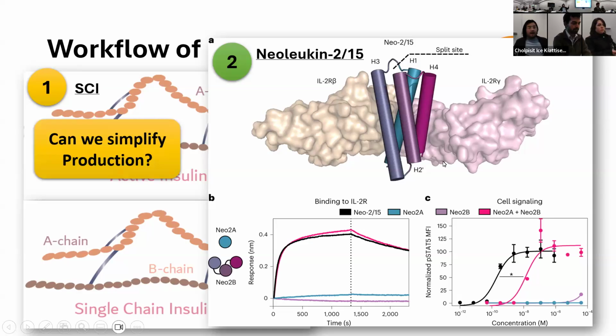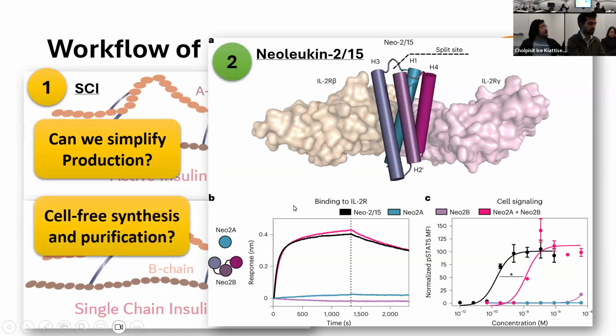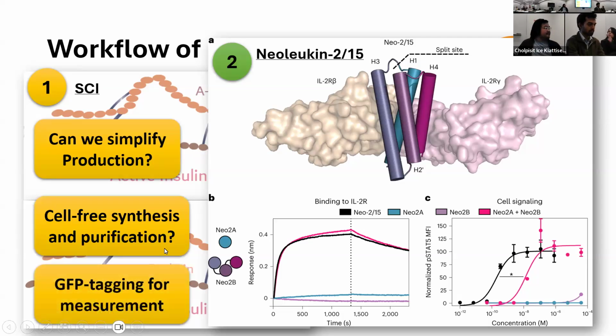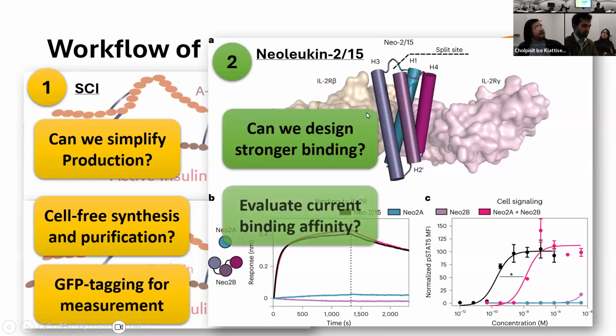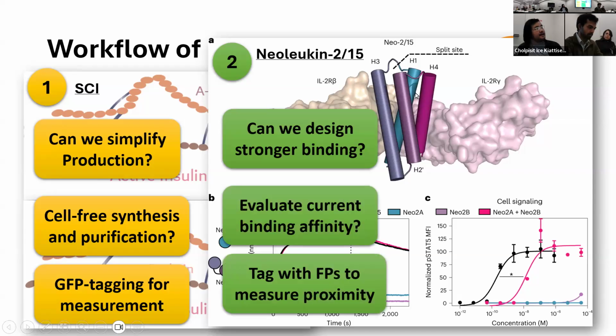This is a mock-up framing question that I'm going to walk you through. Can we simplify the production of these single chain insulin? Can we do it in cell-free synthesis? In that case, we need to think more about some other context, and maybe we want to put a GFP tag onto it. That should help us with the measurement. In a similar way, can we design a stronger binding? Can we use the current binding affinity of these neoleukin while we still work on other things and try to tag them with fluorescent proteins?